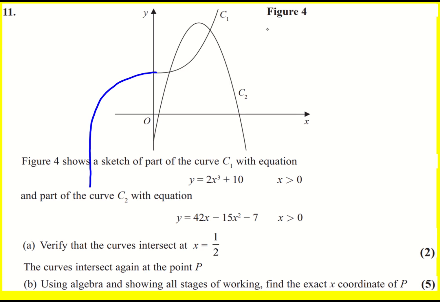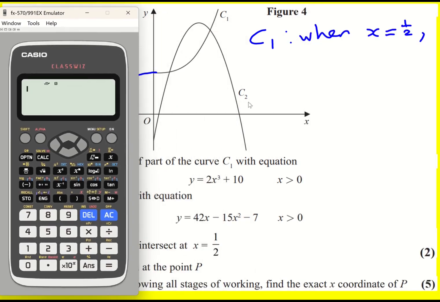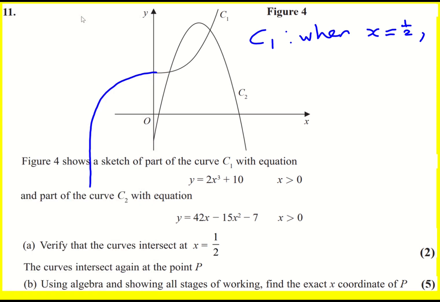So let's look at C1. When x equals a half, we can just sub in and find the y value. We don't need to set these equal to one another. We can just find the y values for both and show that they're equal. So 2 times 0.5 cubed plus 10 gives me 10.25.